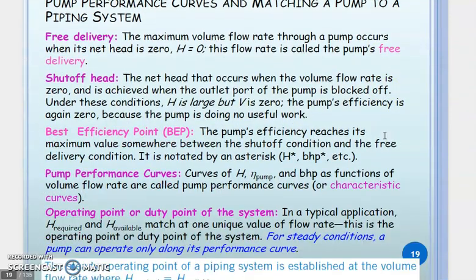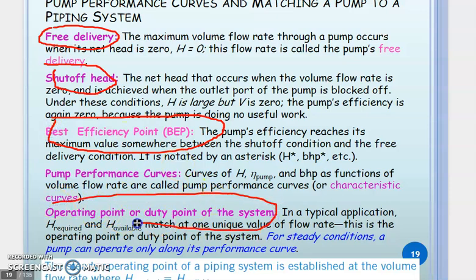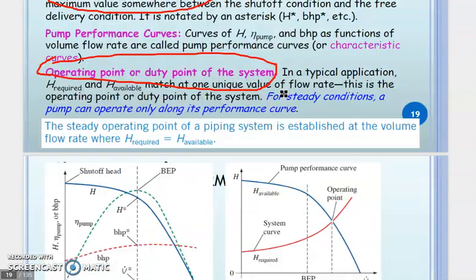Next are some parameters which are quite important. You have free delivery, shut-off head, best efficiency point, and also the operating point. You can read this one, but it is much easier for me to explain using a figure.